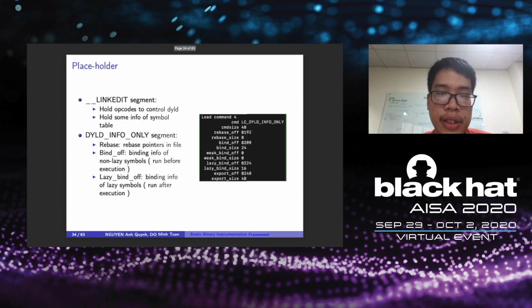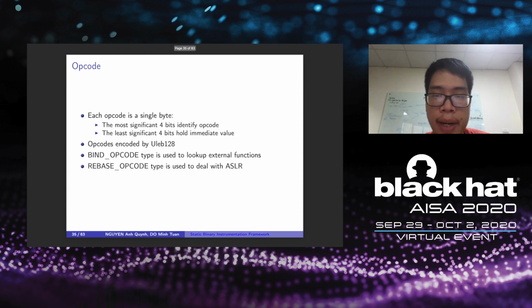Other segments we need to pay attention to are __LINKEDIT and DYLD_INFO_ONLY. The link edit holds opcodes and some other information. Meanwhile, DYLD_INFO_ONLY contains rebase and binding information. An opcode is actually a single byte, and encoded by unsigned ULEB128. The bind opcode is used to look up external functions, and the rebase opcode is used to deal with ASLR.